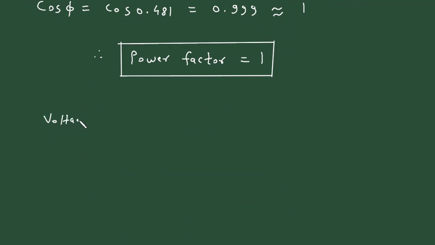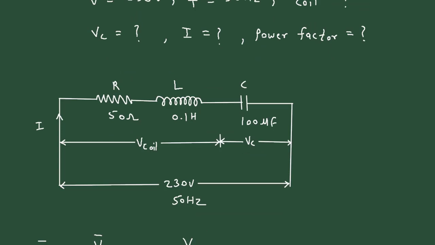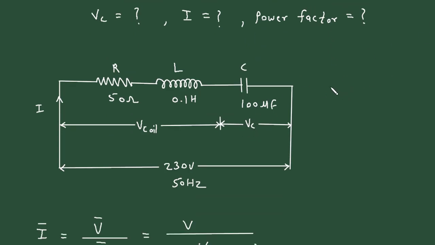So voltage across capacitor. Voltage across capacitor is Vc, and it is equal to, now this voltage Vc, we can write Vc is equal to this current I multiplied by capacitive reactance Xc. So using this formula we can find the value of this Vc, or we have to use impedance formula here. First we have to find Zc.